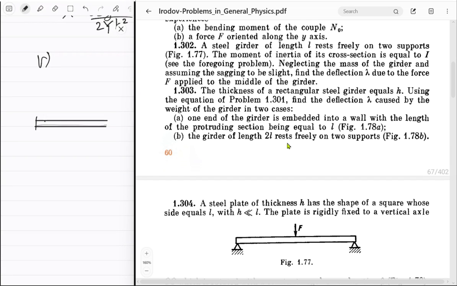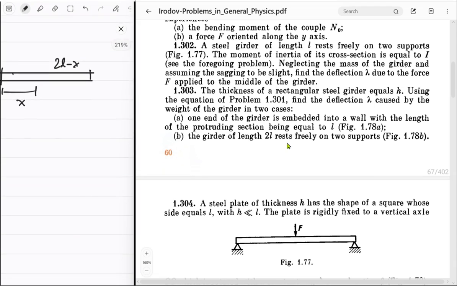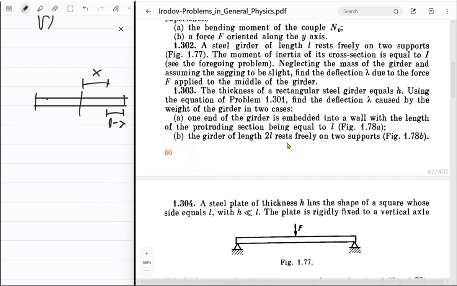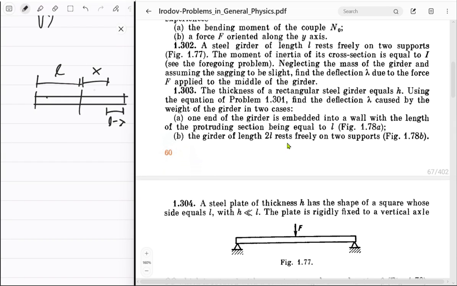So this complete length is just 2L, right? This is our x value, and this is going to be 2L minus x. Half of that is what we should use as our x value? Maybe not. What if we put this as the x equal to 0 point? Then you just have this as our x value, and this will be L minus x, right? This is L, of course, and L plus x is the complete thing.